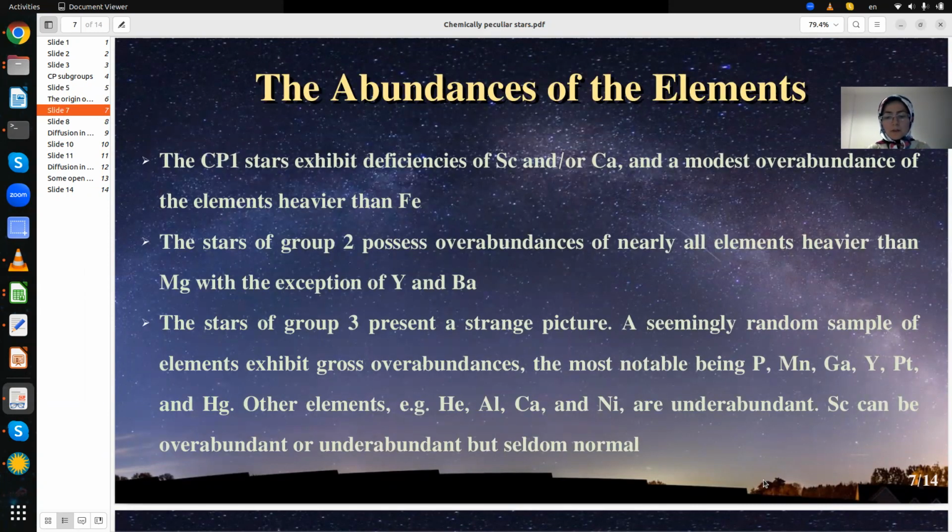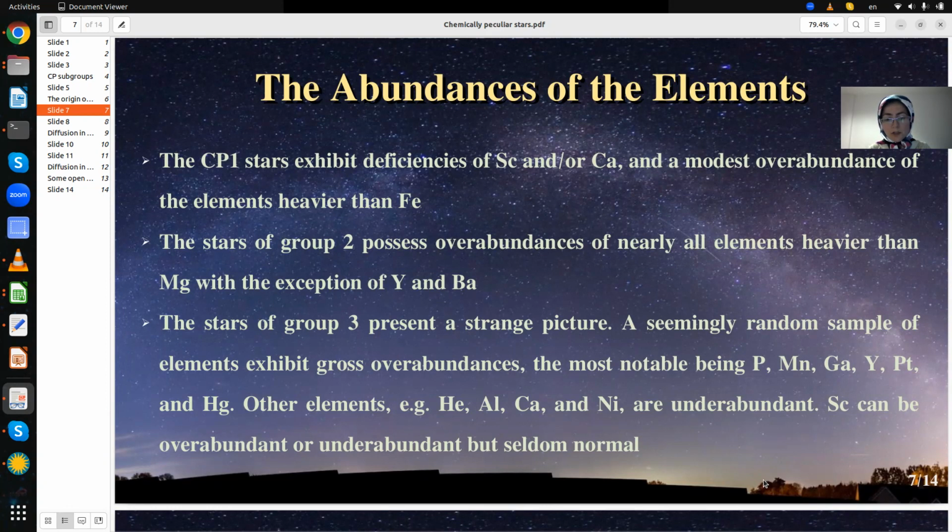The abundance of the elements. The CP1 stars exhibit deficiencies of scandium and/or calcium and a modest overabundance of the elements heavier than iron, as one might expect from the classification criteria. The stars of group 2, CP2 stars, pose overabundance of nearly all elements heavier than magnesium, with the exception of iridium and barium.